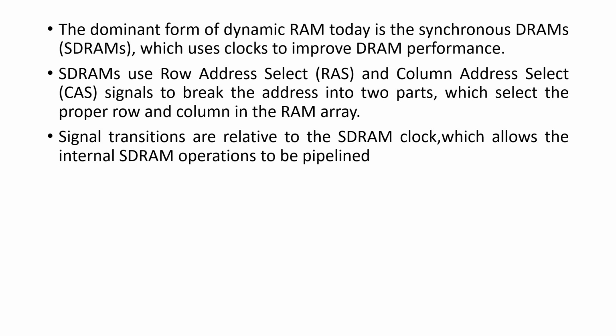The SDRAMs use row address select, that is RAS, and column address select, CAS, signals to break the address into two parts, which select the proper row and column in the RAM array. Signal transitions are related to the SDRAM clock, which allows the internal SDRAM operations to be pipelined.